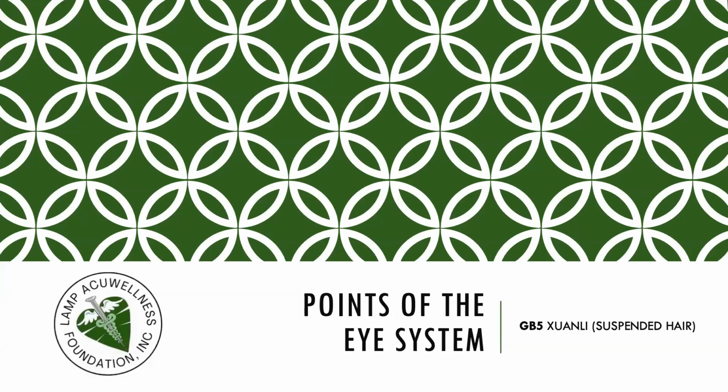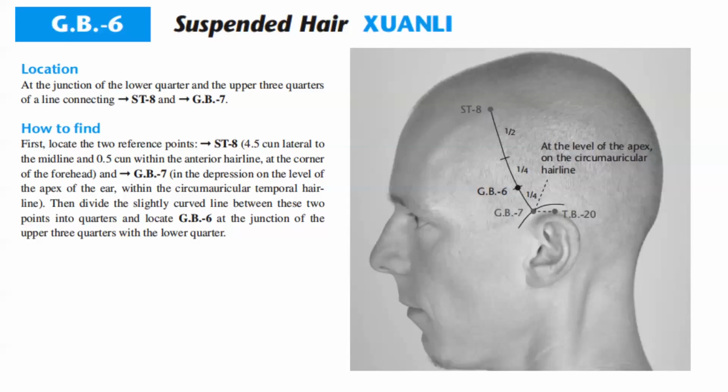Let's discuss gallbladder 6, Xuan Li, suspended hair, the point of the eye system. GB6 is located at the junction of the lower quarter and the upper 3 quarters of a line connecting stomach 8 and GB7. How to find? First, locate the 2 reference points.